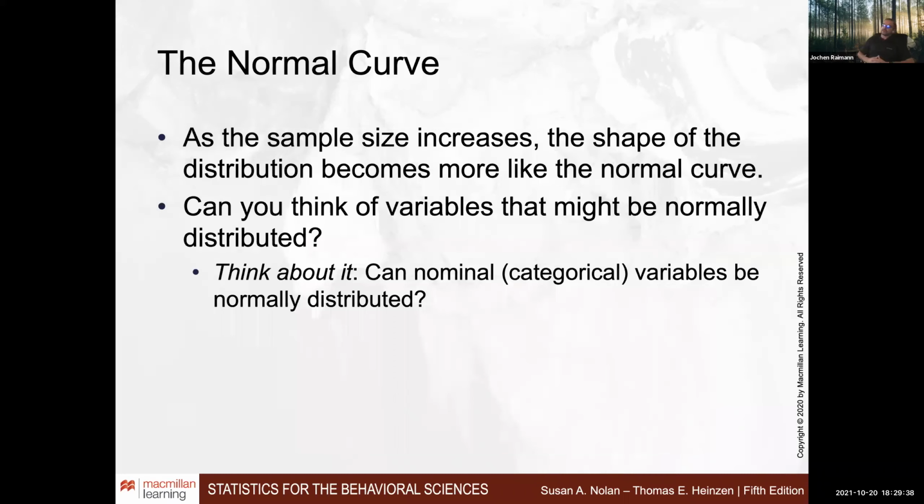So now we're looking at this increasing sample size that essentially makes the shape of the distribution look more like the normal curve. So now the question is, can you think of other variables that might be normally distributed? I don't know, somebody has a suggestion? Anybody has an idea what could be a variable that is normally distributed? Any thoughts, any ideas, any suggestions?